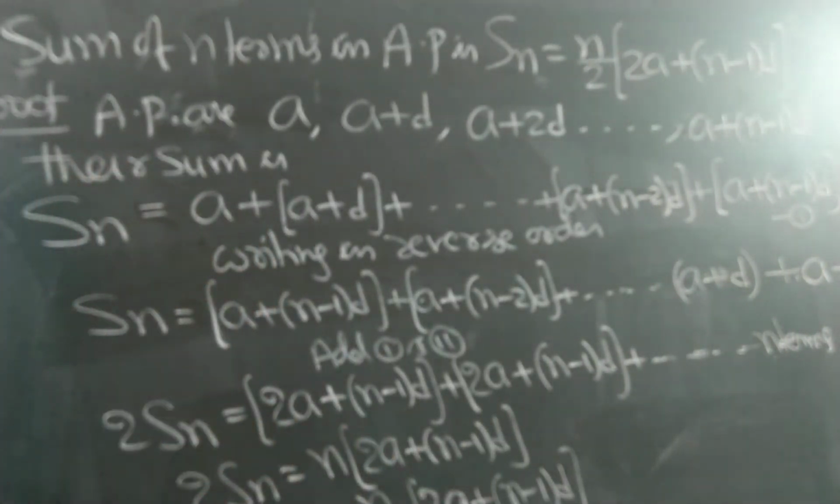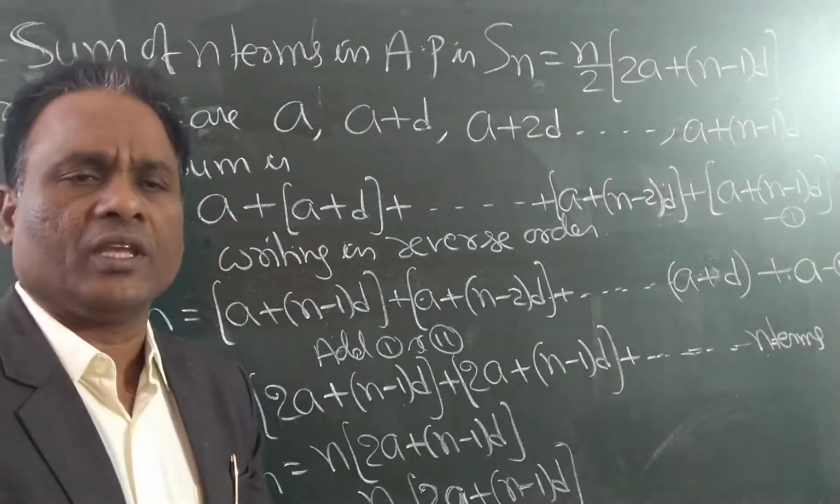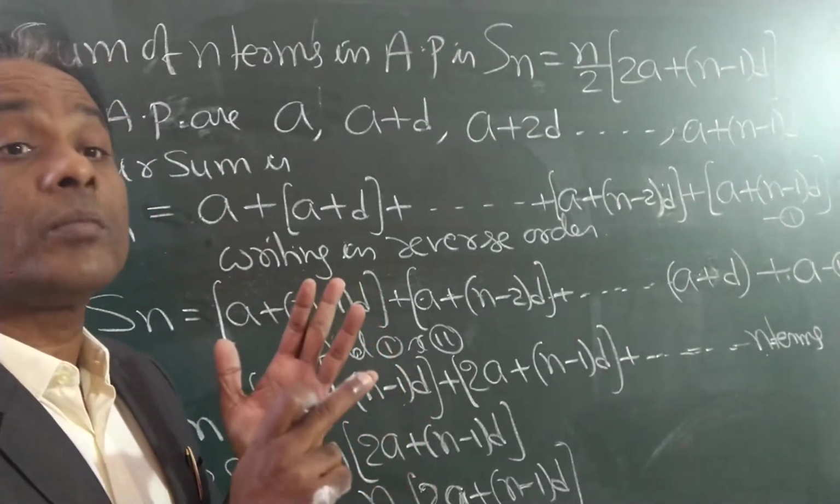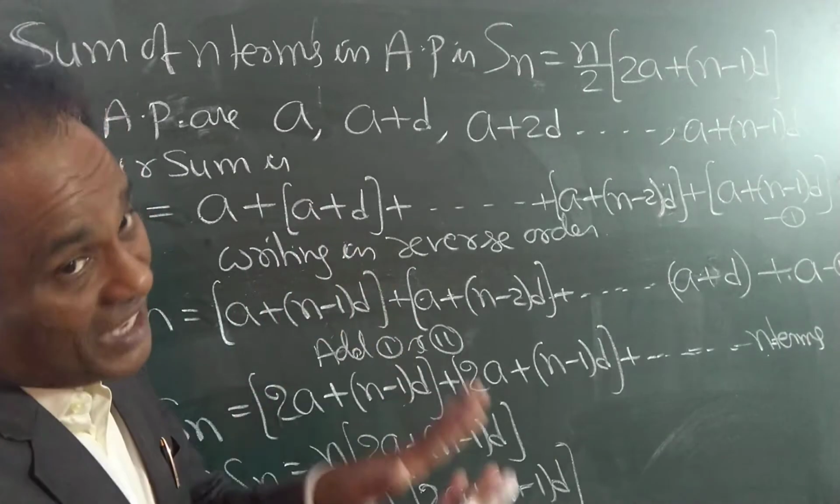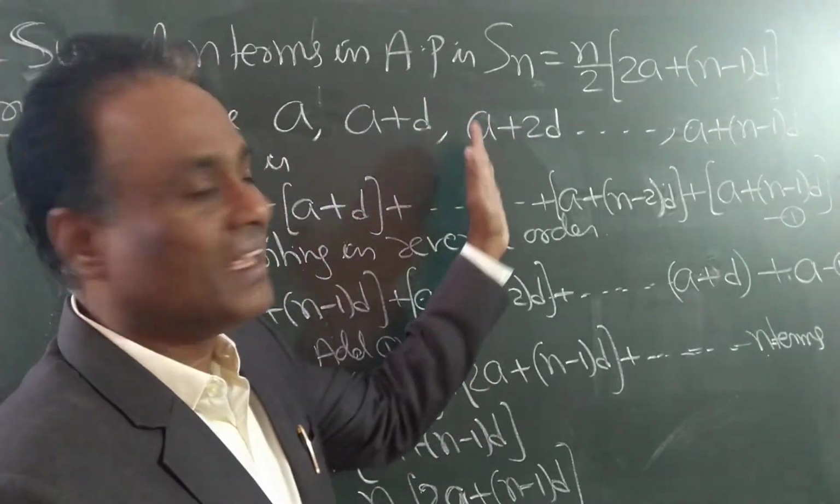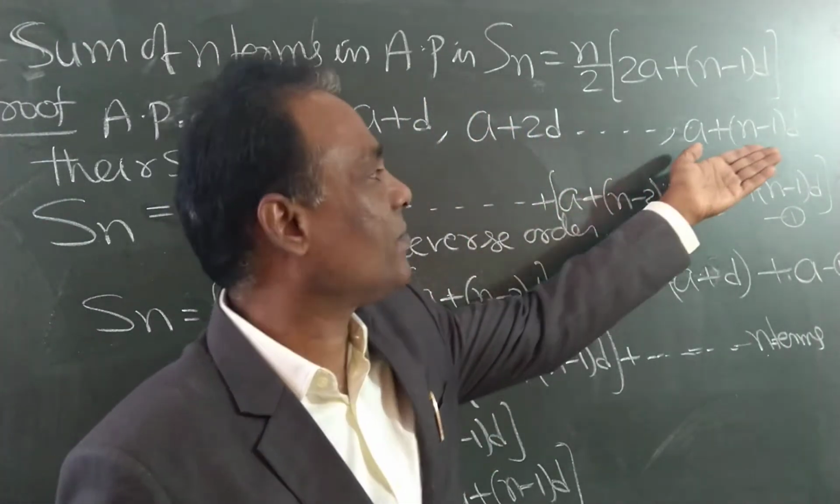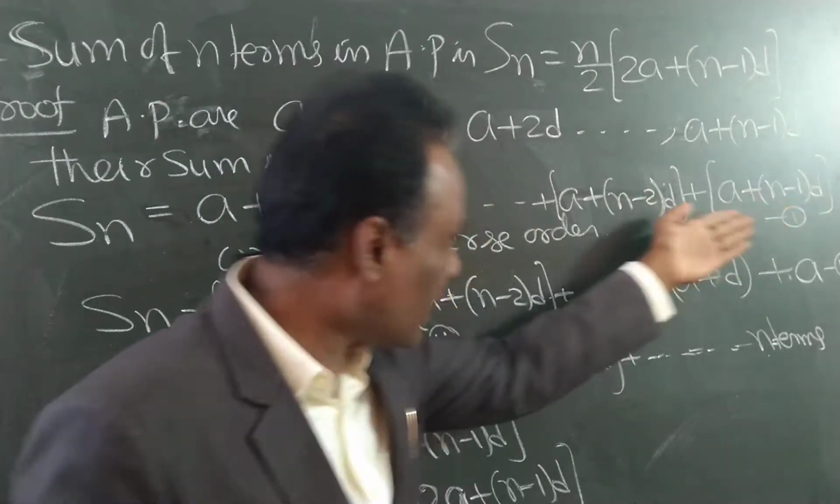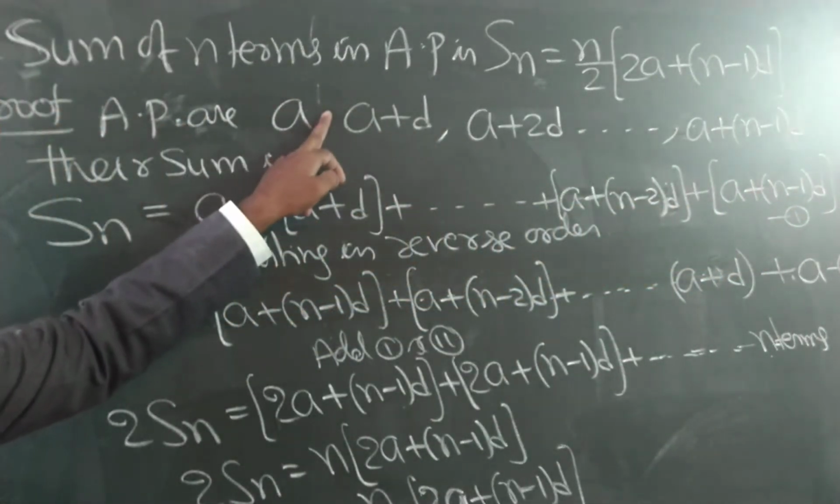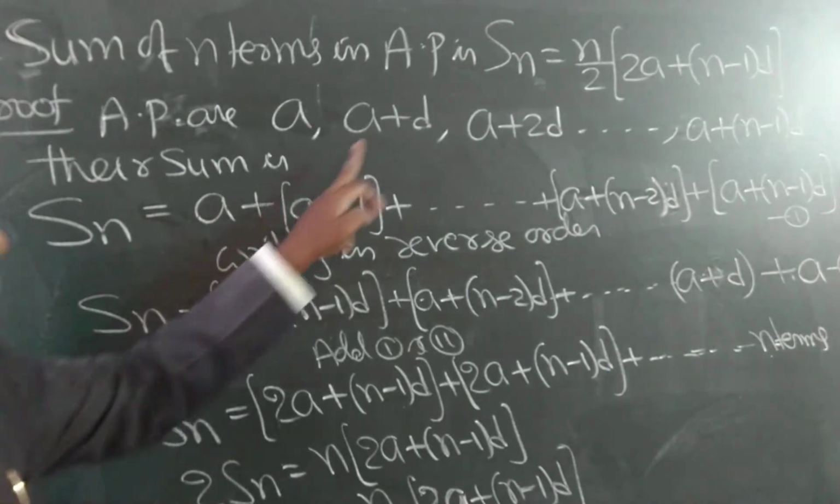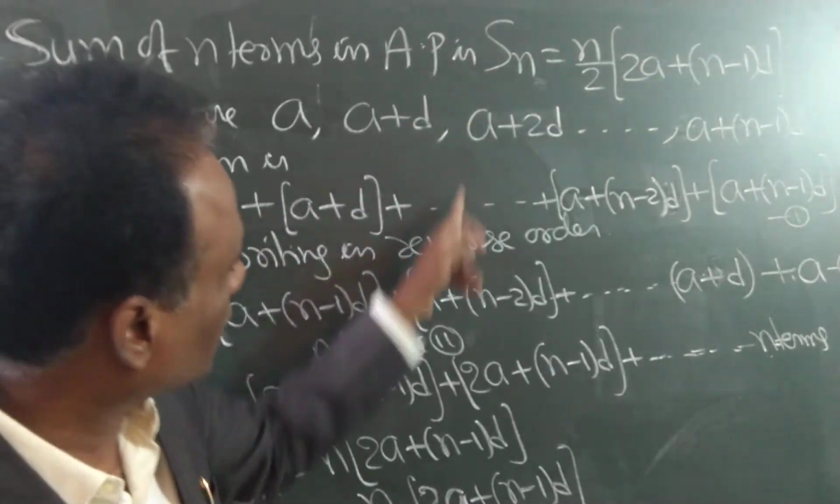See, no confusion. You just write the AP. What is the AP? First term is a. Next is a plus d. Then a plus 2d, a plus 3d. Last is a plus n minus 1 into d. Add them. Just put plus.